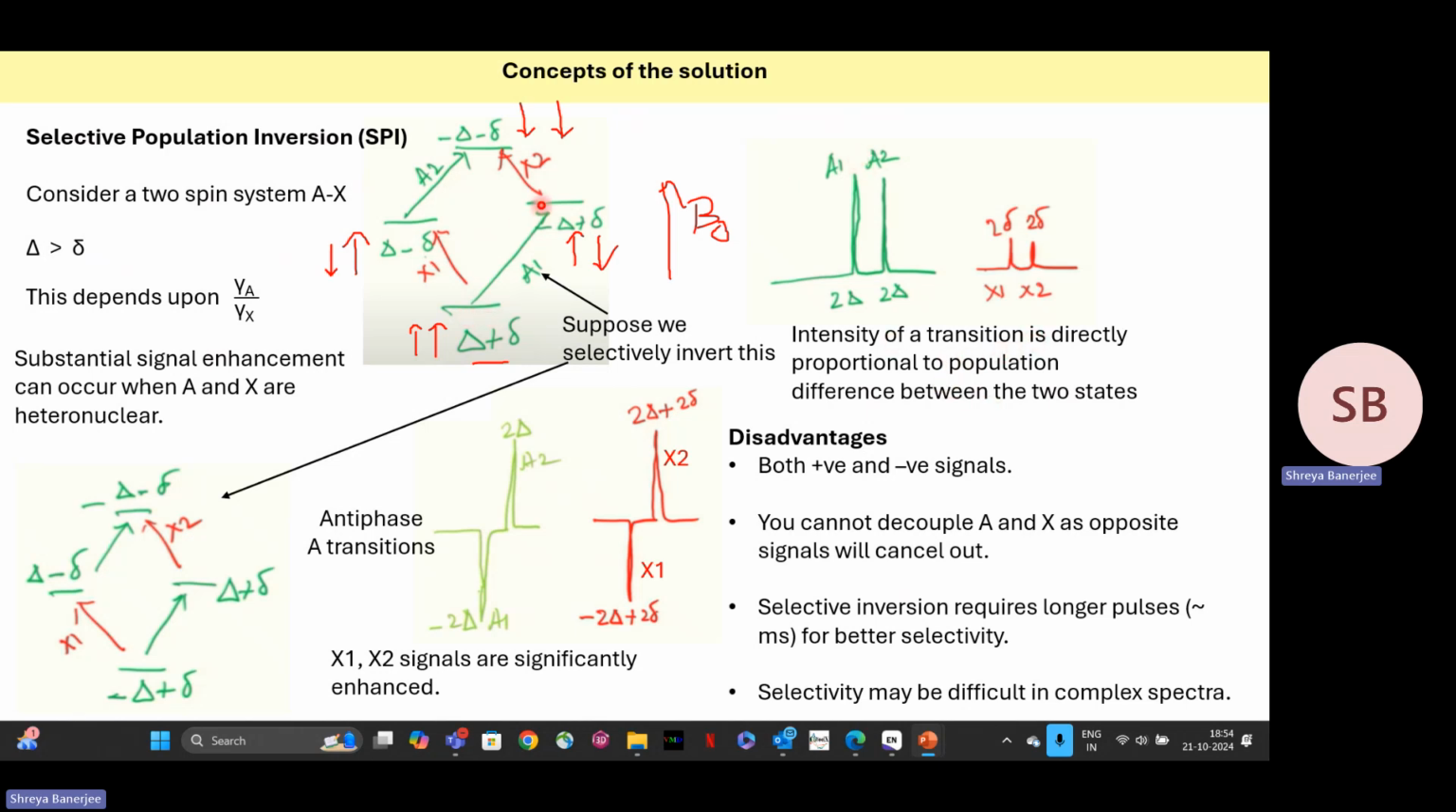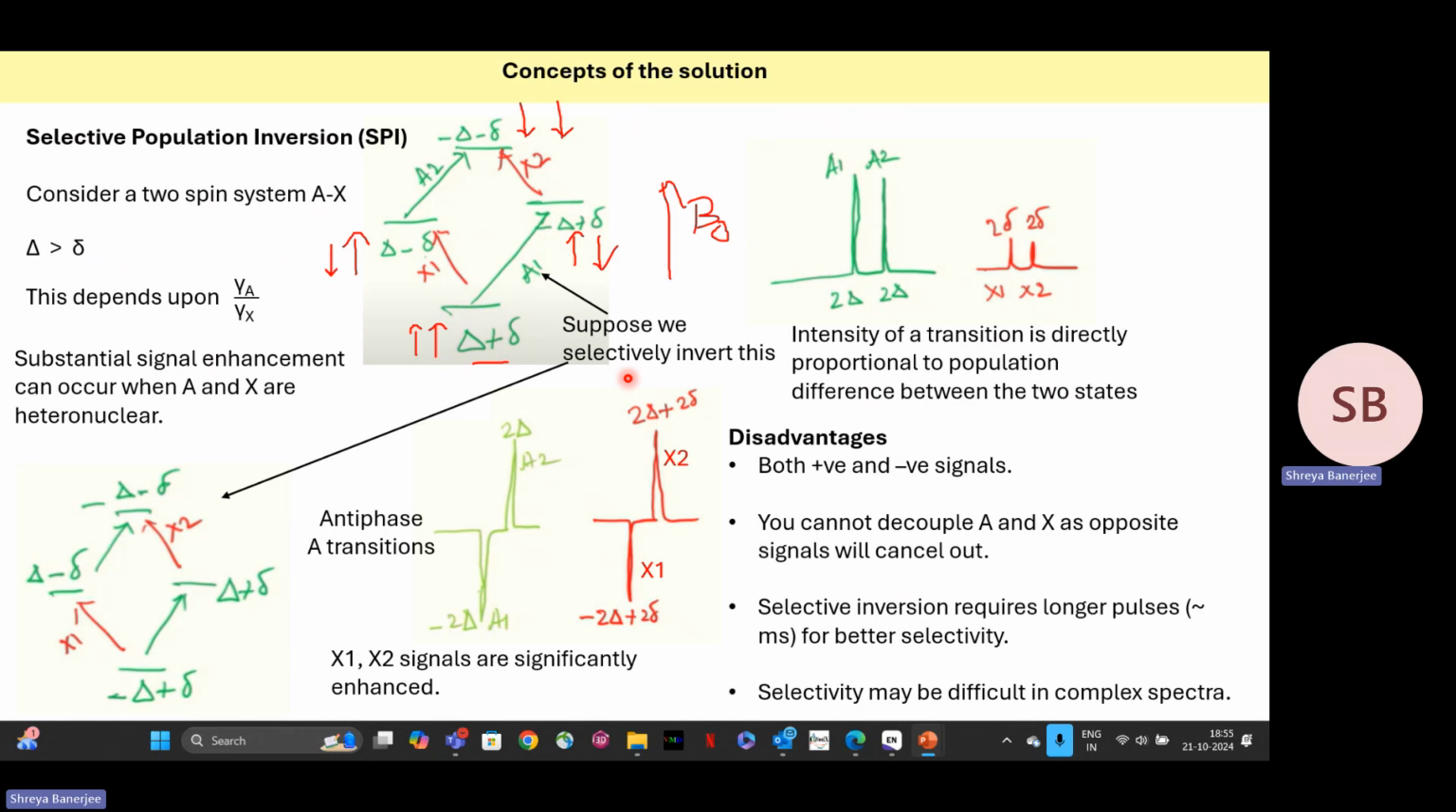So A1 is this transition. And if this is delta plus delta, the population, if we subtract the population, we will get 2 delta. So the intensity is proportional to 2 delta. Similarly for A2. And for X1 and X2, we can see that the intensity is proportional to 2 small delta. The problem of this is that the X1, X2 signal is low. So in order to cause signal enhancement, a technique called selective population inversion or SPI is done.